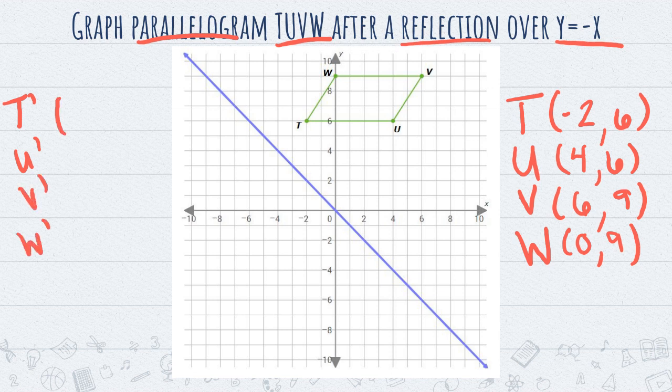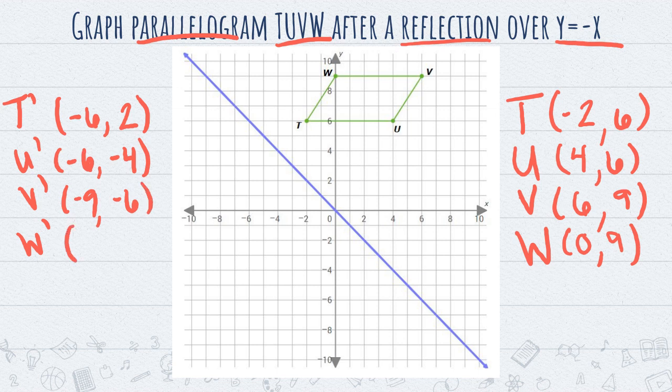So now whenever I have y equals x, we simply flip the order, but we have y equals -x. So first you flip the order, but then you're going to take the opposite of each of our points. So if it's positive, it's going to become negative. If it's negative, it's going to become positive. So whenever I flip it, T becomes -6, 2, because I'm taking the opposite. U then becomes -6, -4. V becomes -9, -6. And lastly, W then becomes -9, 0.